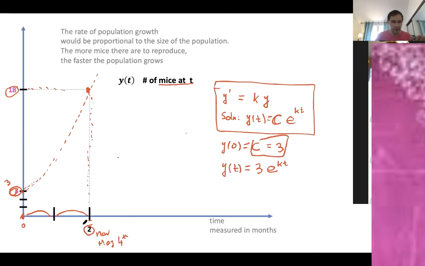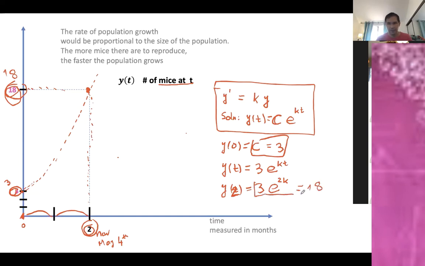I know that when t is equal to two, in other words y of two is equal to one, on one hand side, this is 18. But on the other hand, I have this formula. So y of two is going to be three times the exponential function of two times k. But on the other hand, y of two is equal to 18.